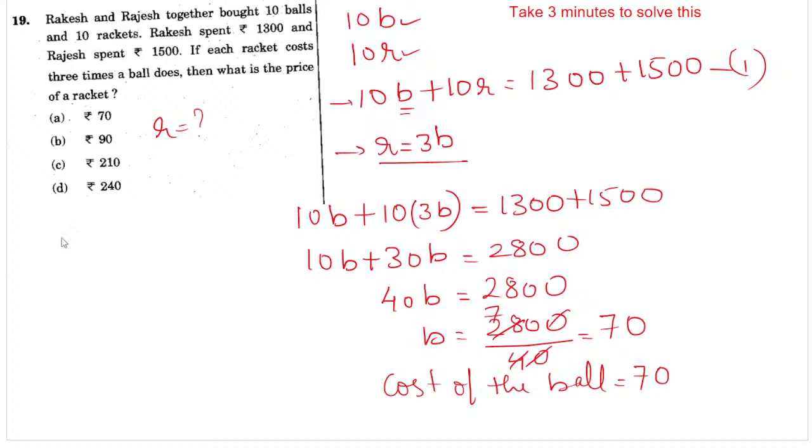So we know that cost of racket is 3 times the cost of ball. This is 3 into 70. The cost of racket is 210.